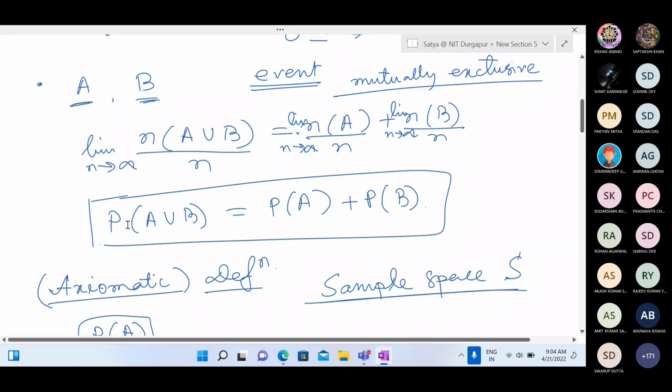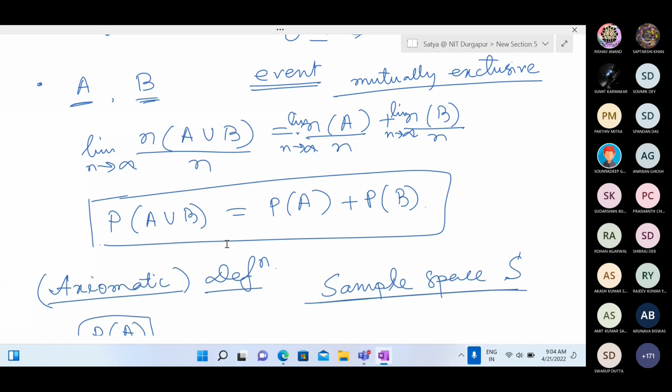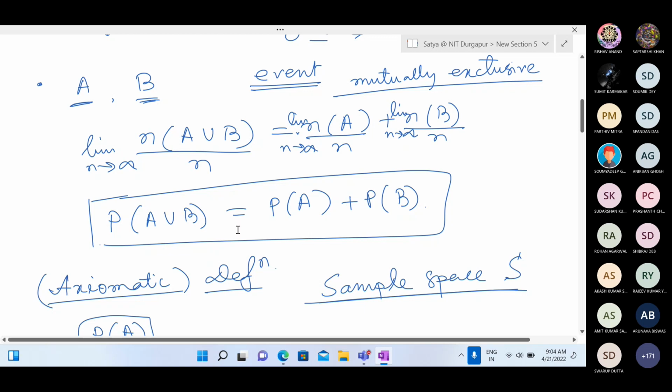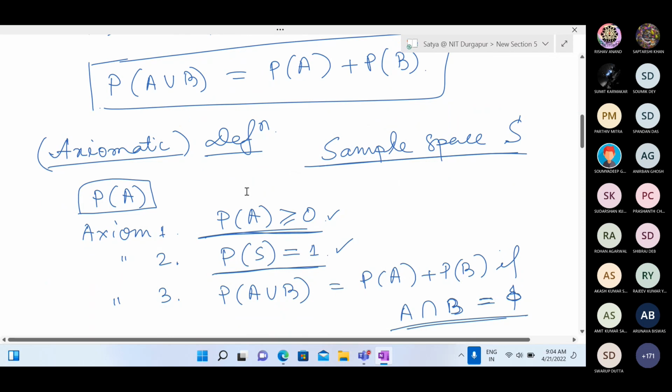And for A union B, what is the probability of A or B? That means 1 or 2 will come out on top. So your event has 2 outcomes and the total space is 6, so 2 by 6. Union means we are taking these together: if this or that, anyone is happening, then we take the union. And we have discussed this axiomatic definition.